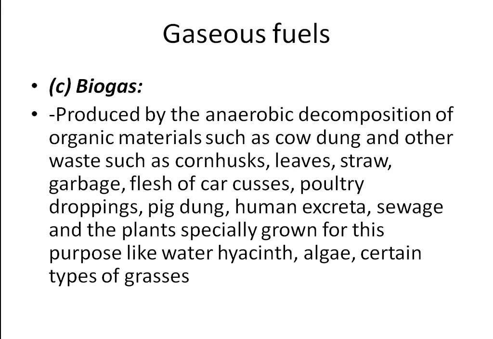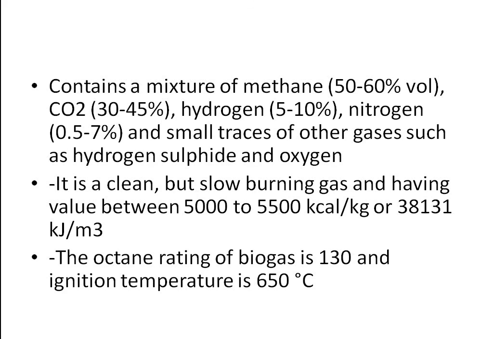Next, gaseous fuel. The first gaseous fuel is biogas. Biogas is produced by the anaerobic decomposition of organic materials such as cow dung and other waste such as corn husks, leaves, straws, garbage, flesh of carcasses, poultry droppings, pig dung, human excreta, etc. The composition of biogas contains 50 to 60% by volume methane, carbon dioxide 30 to 45%, hydrogen 5 to 10%, nitrogen 0.5 to 0.7%, and small traces of other gases.